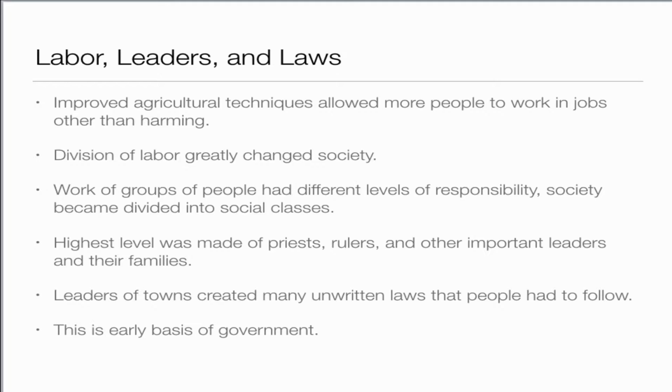Okay. So the leaders of these towns have to have unwritten laws, because there's no writing at the time, so they have these unwritten laws that help govern them. All right, and this is where our first early set of government comes from. Because of these unwritten laws, this is government. They have to have these rules to make sure that society works in an organized way.